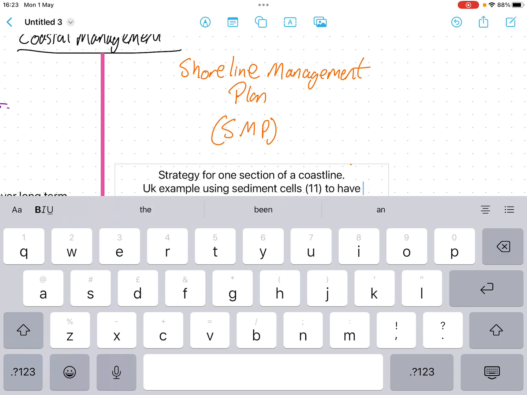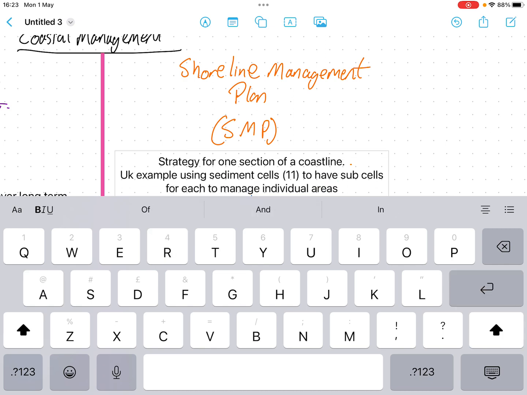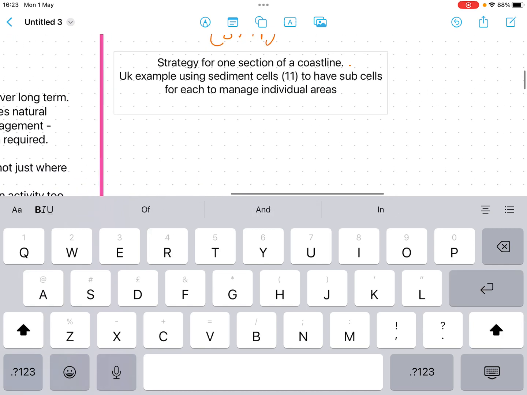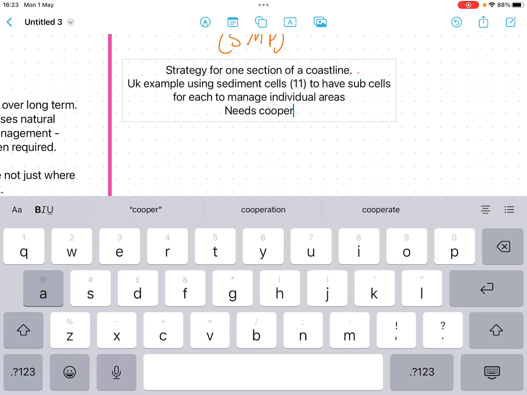And what we mean by sub-cells is we break them down to manage individual areas. We break all of our different ideas, all of our different areas down. Our 11 sediment cells get broken into these sub-cells, looking at then protecting a certain area of the coast. Now, this needs cooperation between the local authorities, because these subsections could go across the different areas as well.